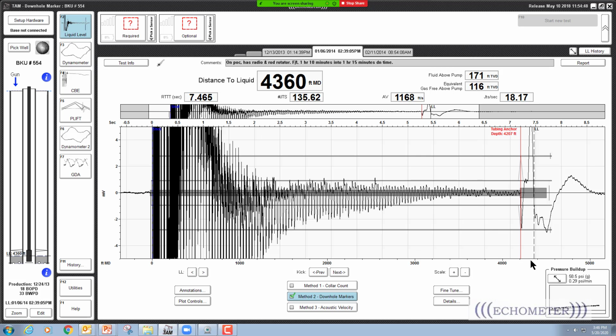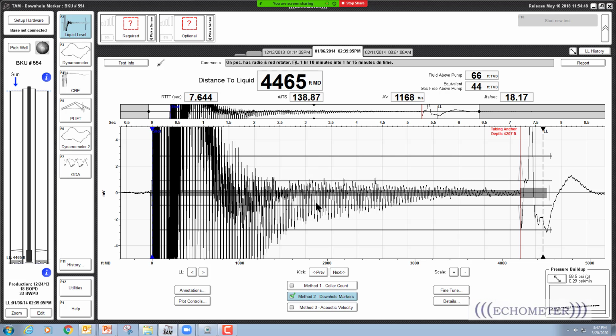So if I was going to analyze this well, I'd probably move the liquid level to that point, to that kick right there. So that would be my analysis, and I'd go back and look at the well file, which I may or may not have, and I'd probably put in the top perf and verify there's a top perf right there. There probably is a top perf right there.